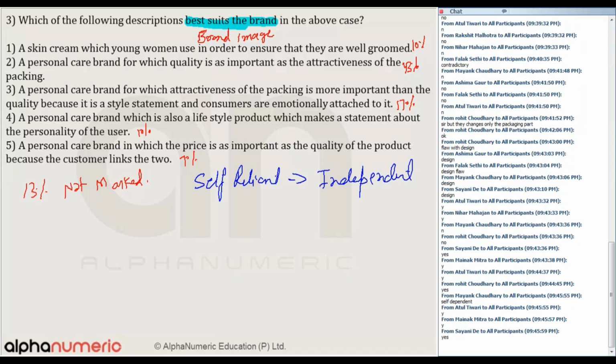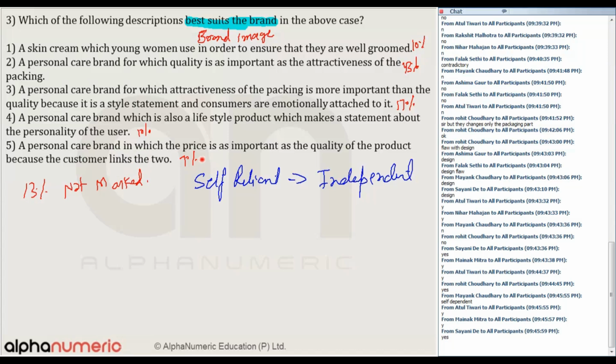Now tell me what should be the answer. Very few of you had marked option number 5, a personal care brand in which the price is as important as the quality of the product to the customer. Nowadays, I think option number 5 is already given in the passage. It's a correct analysis also. That's perfectly okay, and that might be one of the reasons for the decline in sales here.